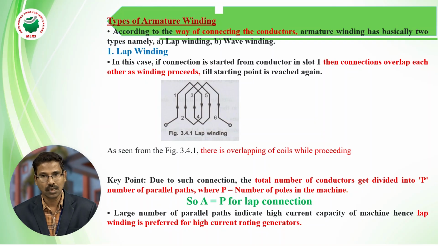In this lap winding, the number of parallel paths is equal to the number of poles. The number of parallel paths is denoted with A, and the number of poles is denoted with P. So in lap winding, the number of parallel paths A equals the number of poles P. This lap winding is also called parallel winding. It is used for high current rating generators, so for high current applications, lap winding is preferable.